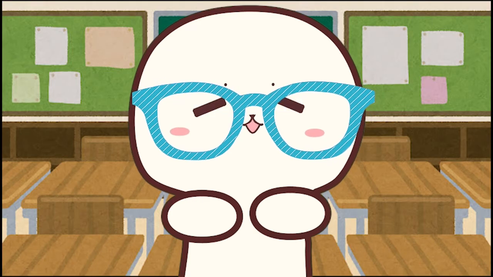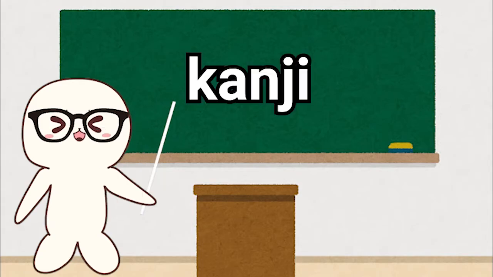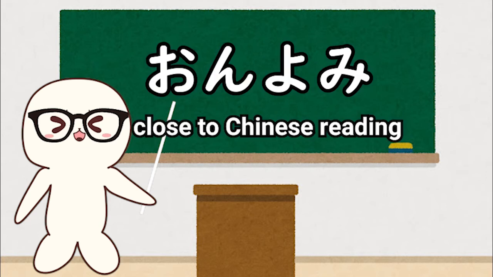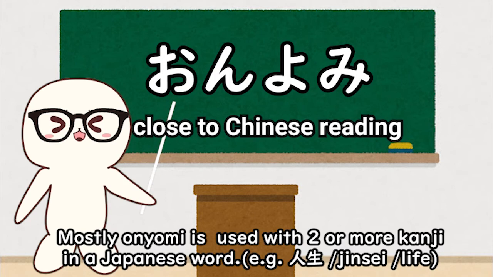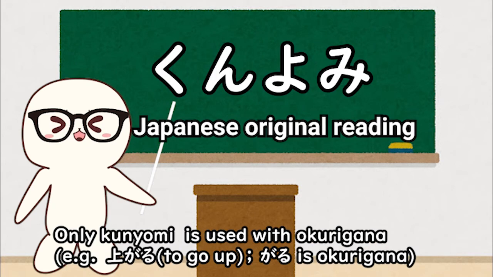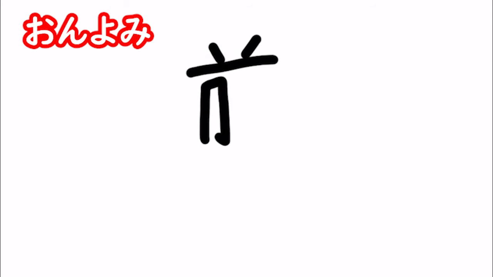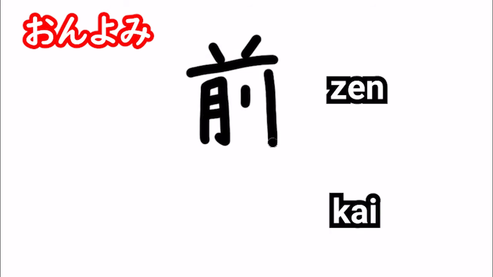How to read this kanji? Kanji has two different ways of reading, onyomi and kunyomi. The onyomi is close to the Chinese reading, and the kunyomi is Japanese original reading. Onyomi is ぜん, kunyomi is まえ. Then let's see example vocabulary using this kanji.